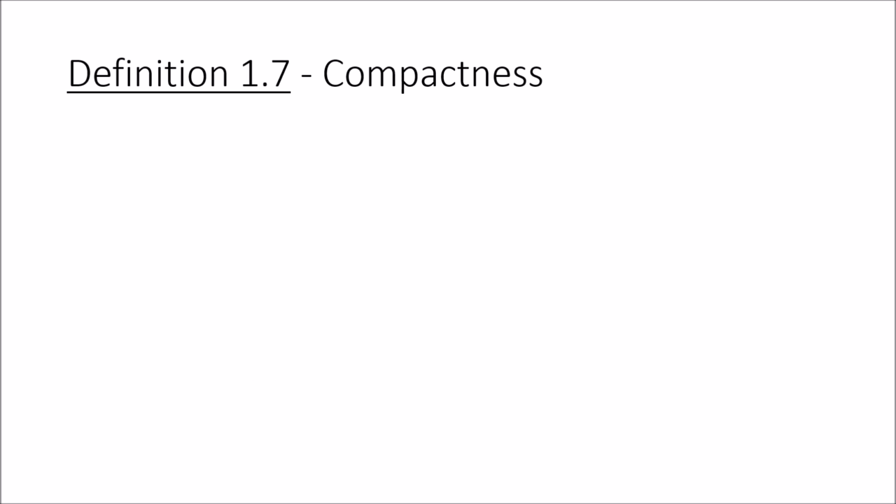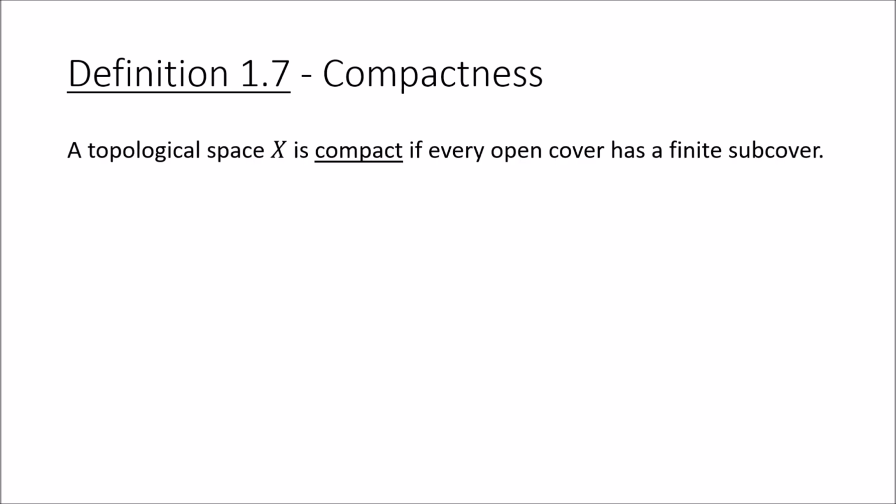Definition 1.7, compactness. Now, I'd like to emphasize that this definition is very, very important. I would even say that if you don't understand compactness, then you don't understand topology. The topological space X is compact if every open cover has a finite subcover. So please make sure you understand this definition.